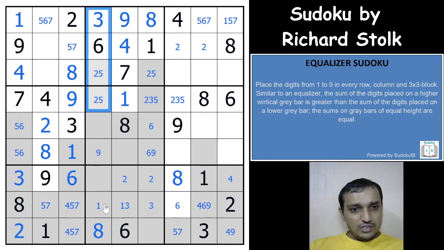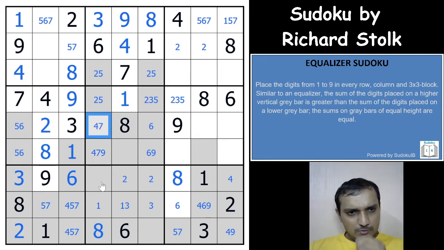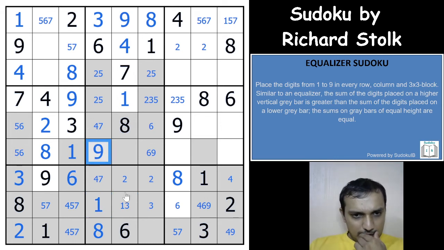2, 5, 6, 3, 8. 1, 4, 7 and 9. 1 is here, 4, 7 and 9, 9, 1, 4 and 7, so 4, 7, this is 9, this cell would have to be a 1, this cell would have to be a 9.